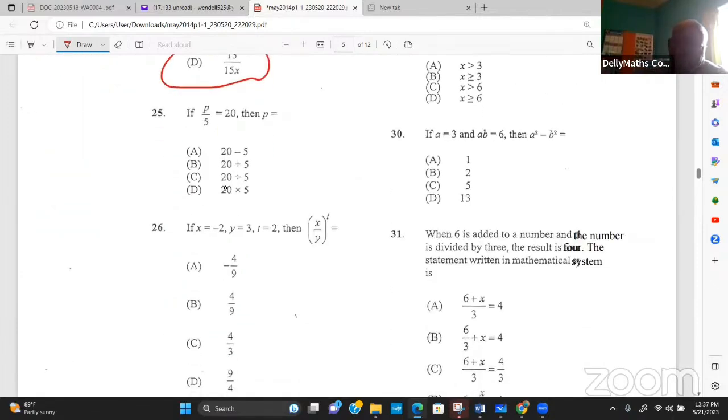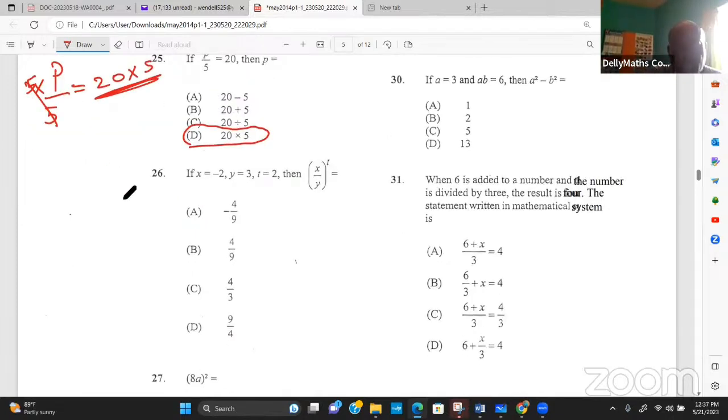If P over 5 is equal to 20, what is P? So this is a regular solving of an equation, right? So you multiply both sides by 5, multiply both sides by 5. As you can see, they're looking for 20 times 5. Here it is, all right? So they want to know if you understand the principle, 20 times 5.